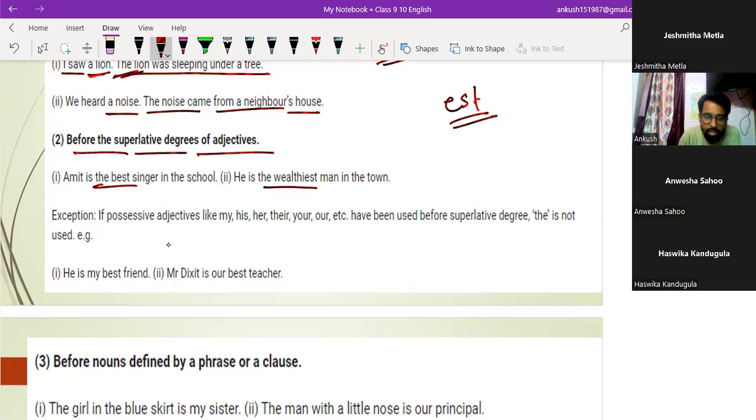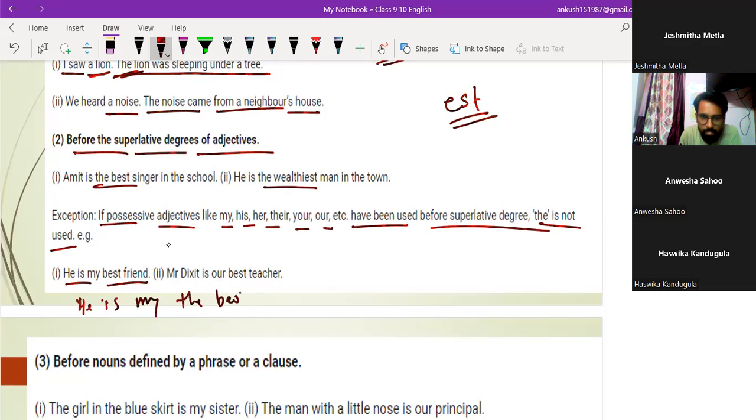And what exceptions are there? If possessive adjectives like my, his, her, their, your, etc. have been used before the superlative degree, then the is not used there. For example, he is my best friend. We cannot say he is my the best friend. Do we say like this? No, sir. Because there may be even more best friends of him out there. Yes, definitely. He is my best friend would be there, not my the best.